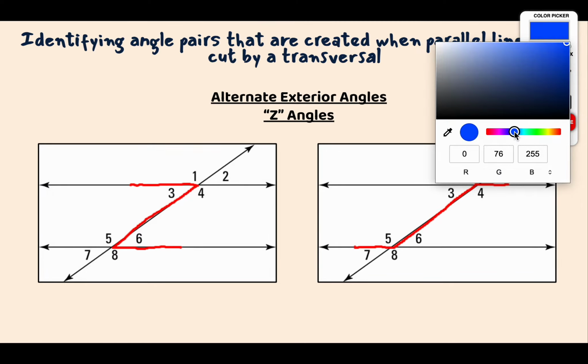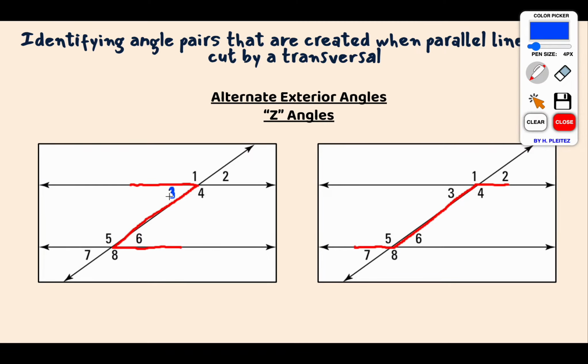But what we do is instead of looking at our inner corner, like before we looked at angle 3 over here, we're not going to look at angle 3 anymore. What we're going to look at is the outside. So angle 2 and angle 7 are alternate exterior angles. Now you can also use the name to help you figure it out, right? They're alternating, which means they're on the opposite side.